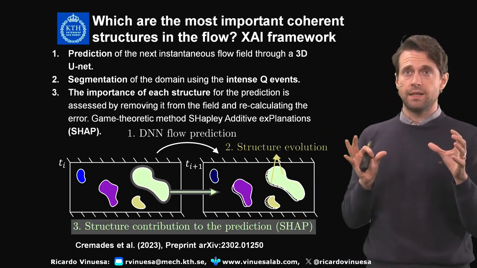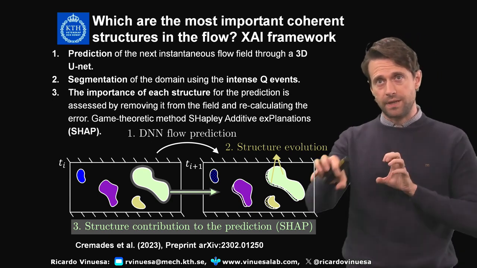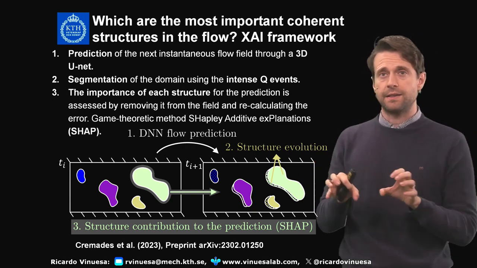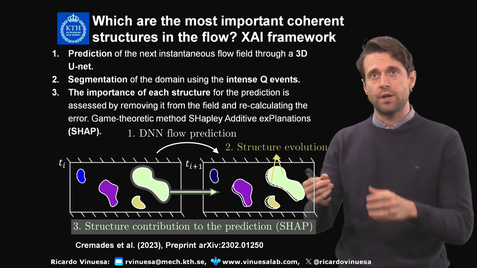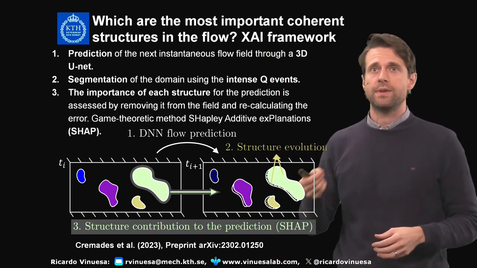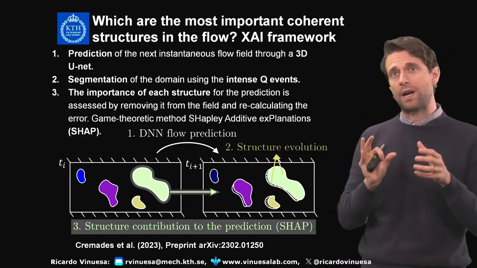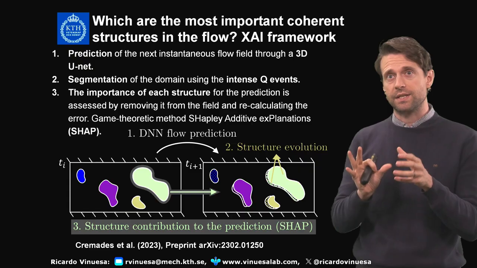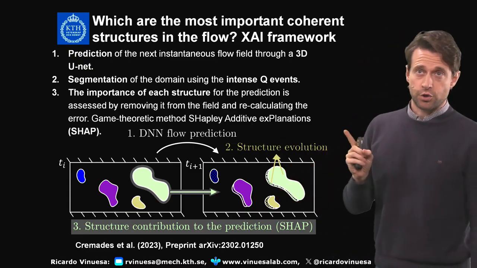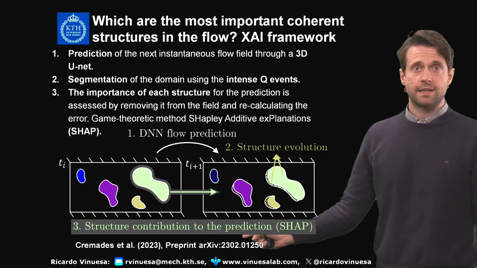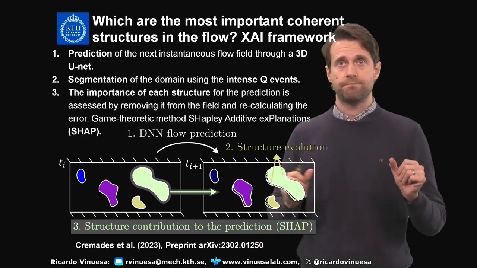Just remember that the SHAP framework allows us to go from removal of inputs, from identifying those three-dimensional volumes and assessing their impact on the error, to a ranking of importance. And that's the SHAP value. The SHAP value is basically that ranking of importance for each of the structures in our flow. Remember also that this is work led by Andrés Cremades. There is a paper in arXiv, so you can see all the information and all the details there.